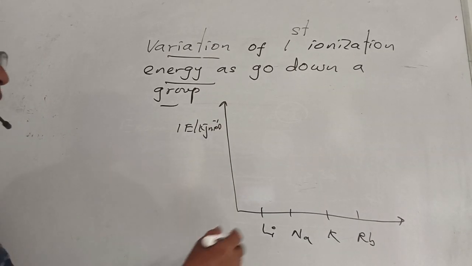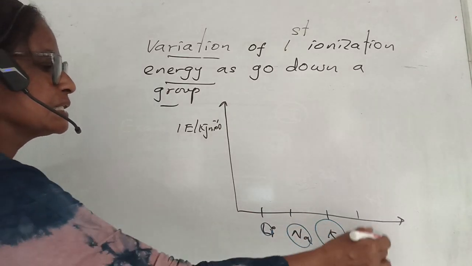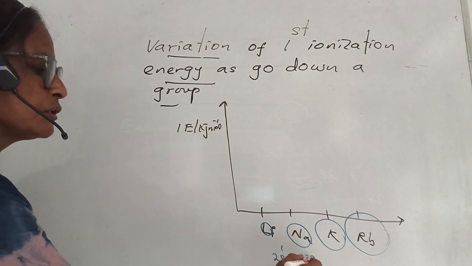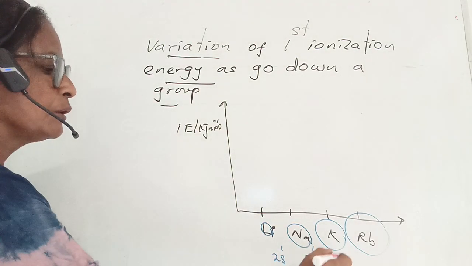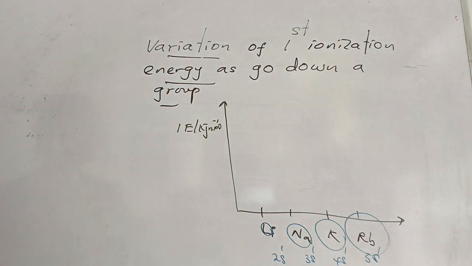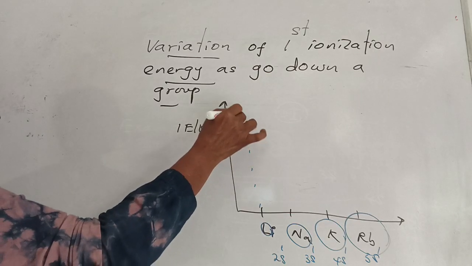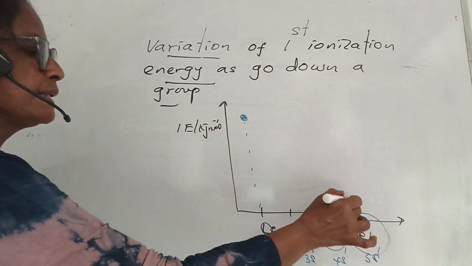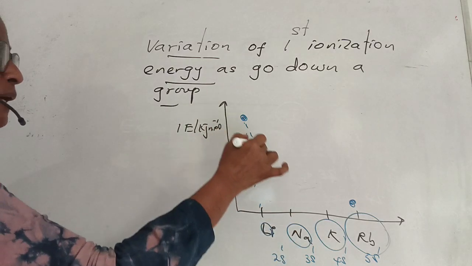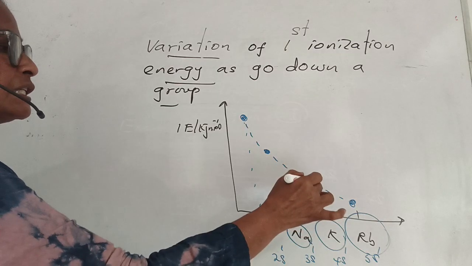We can represent it graphically, with lithium being the small size and the size increasing as more and more shells are added: the 2s1 electron, the 3s1 electron in sodium, 4s1 in potassium, and the 5s1 electron to be lost in rubidium. So the value would be highest when the size is smallest and least when it reaches the biggest size, and we can see the values decreasing.